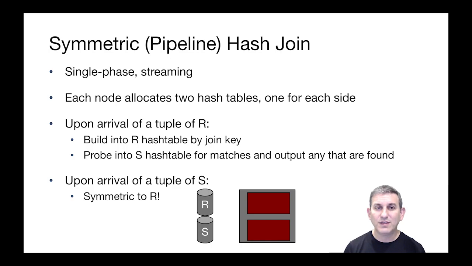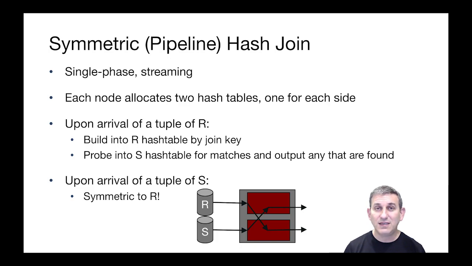Each node in the network is going to allocate 2 hash tables, one for each table, one for each side of the join. When a tuple of R arrives, we're going to build it into the R hash table by its join key, and we're going to probe for matches in the S hash table, and if we see any matches, we'll send them to the result. Upon the arrival of an S tuple, we'll do the same thing symmetrically. We'll build it into the S hash table, probe R for matches, and send it to the result. So R and S, you can't really tell which is left and which is right. They're fully symmetric, hence the name of the algorithm.